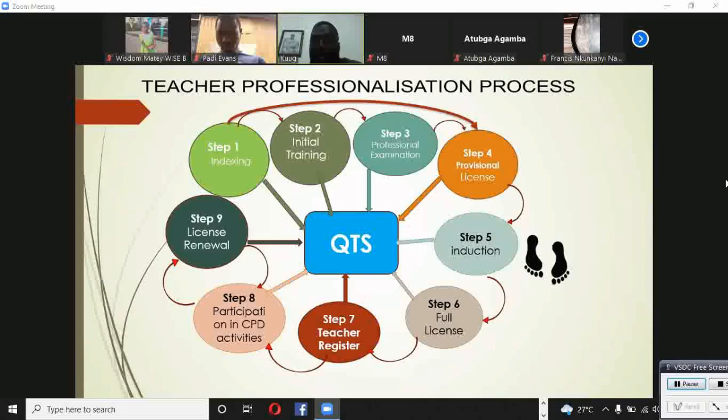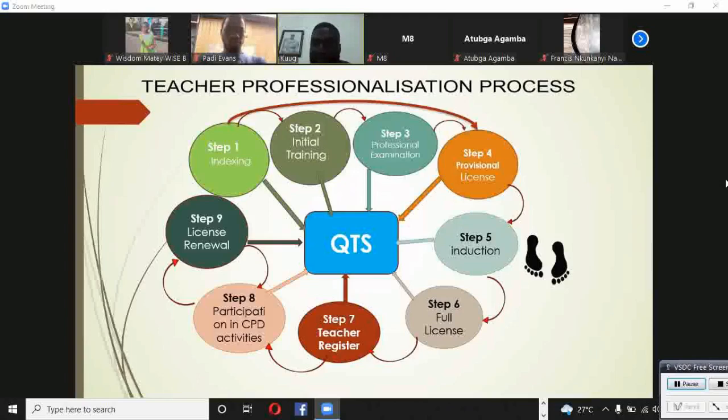After your initial education or training, you write the teacher professional examination, what we call the Ghana Teacher Licensure Examination. When you pass, which is step 4, you are issued with a provisional license to enable you undertake your national service and to enter into the Ghanaian classroom to teach. With the provisional license, you then undergo induction, like what you are doing presently. After your induction, a full license is issued to you as a teacher. When you are issued with your license, you are then registered in the register of teachers in Ghana, and it is an electronic register.